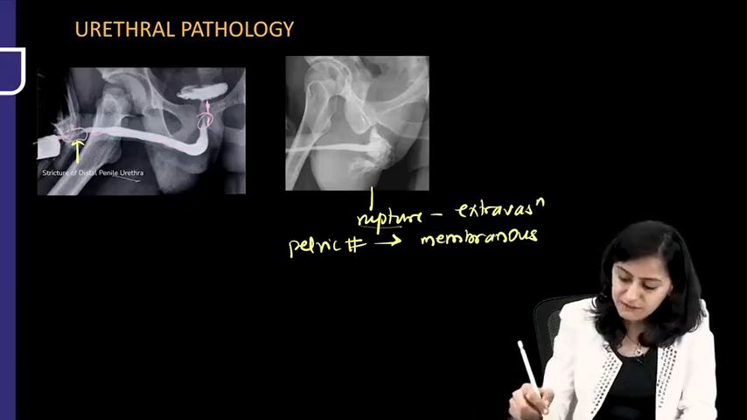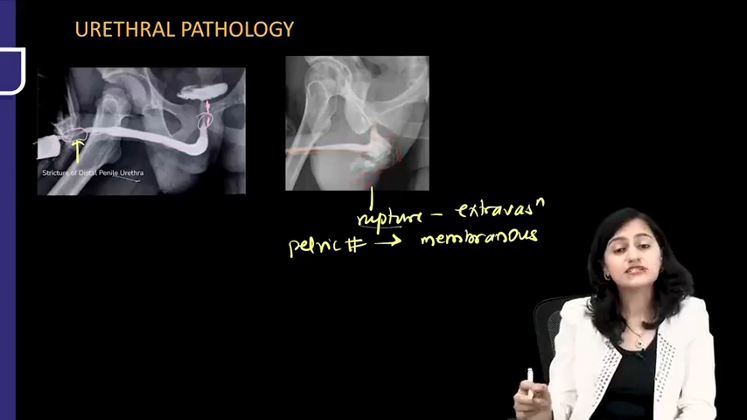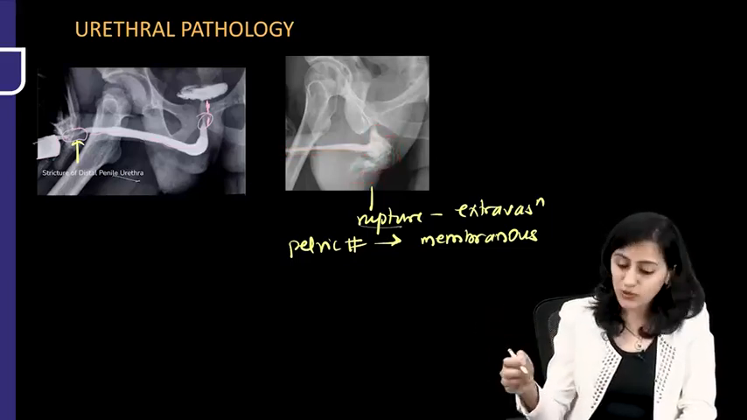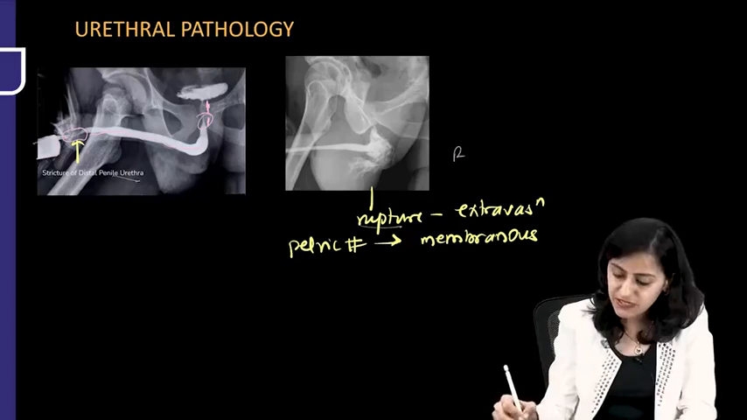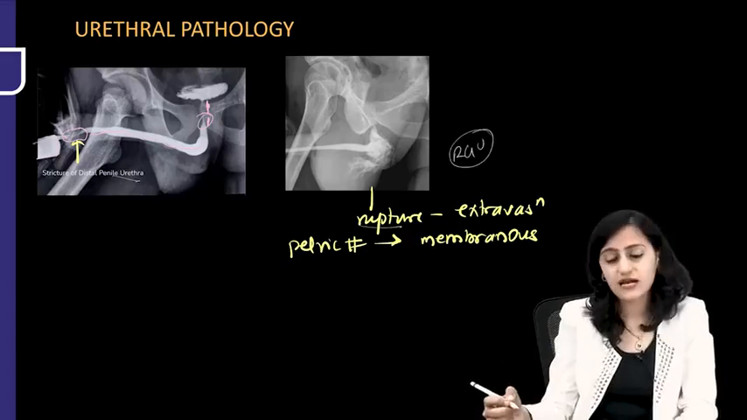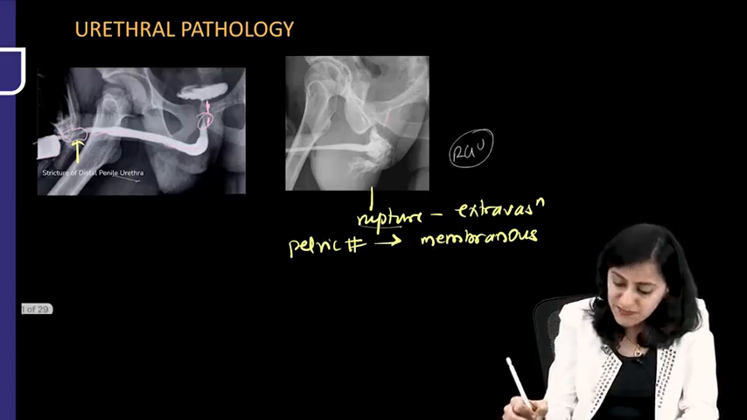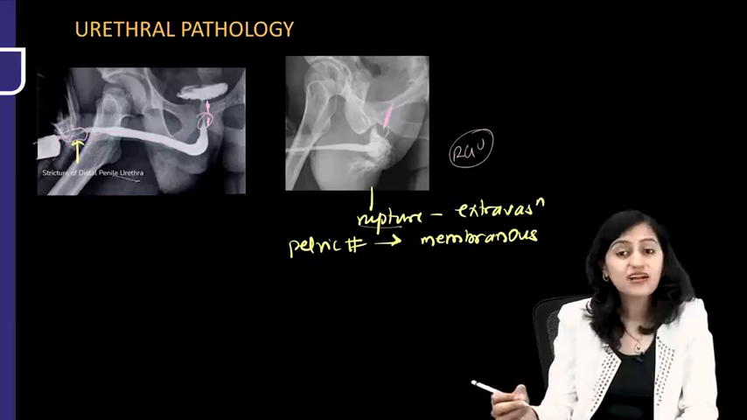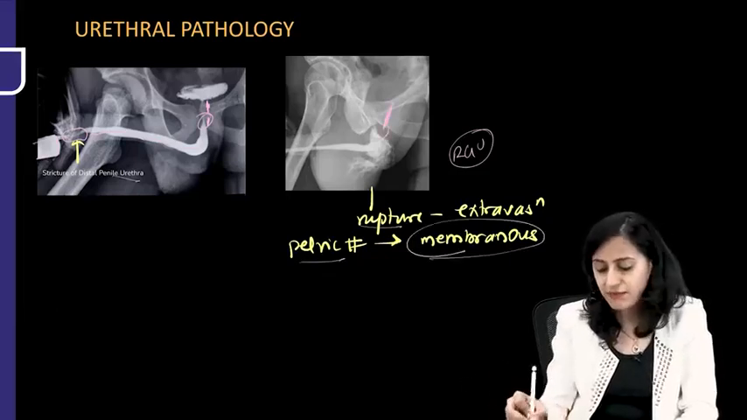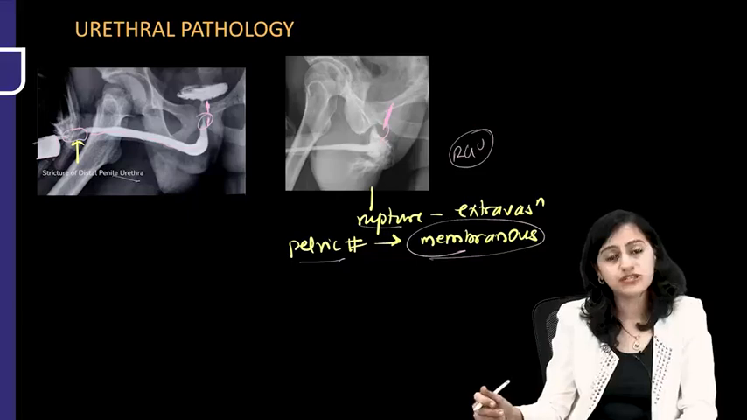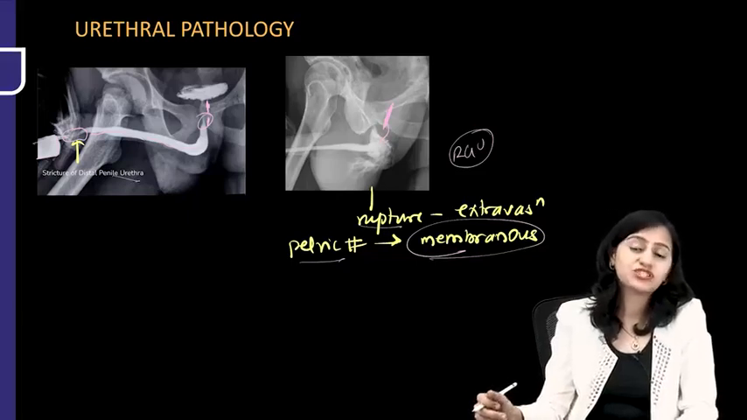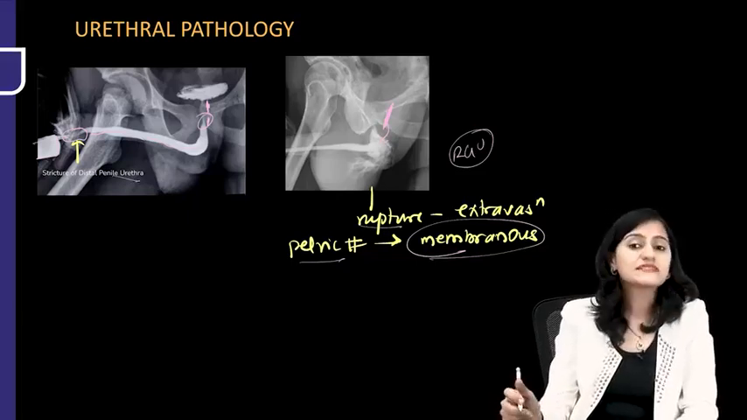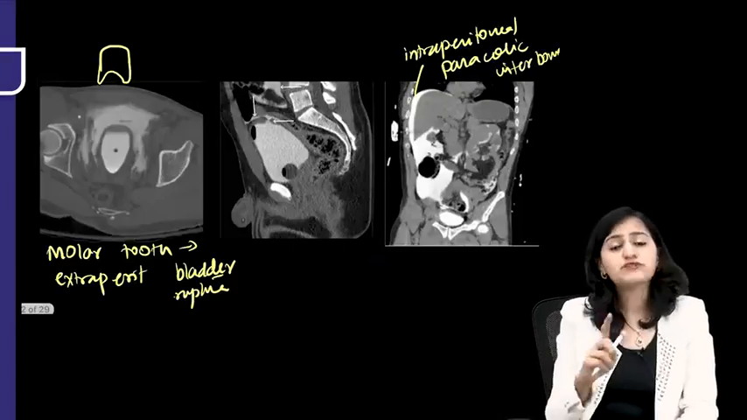This is urethral rupture. You can see the contrast in the urethra has gone out. So this is urethral rupture. What investigation we do in urethral rupture is RGU. So when there is pelvic fracture, the urethra adjacent to that, the membranous urethra, gets injured. So in history of pelvic fracture, there is going to be membranous urethra rupture.